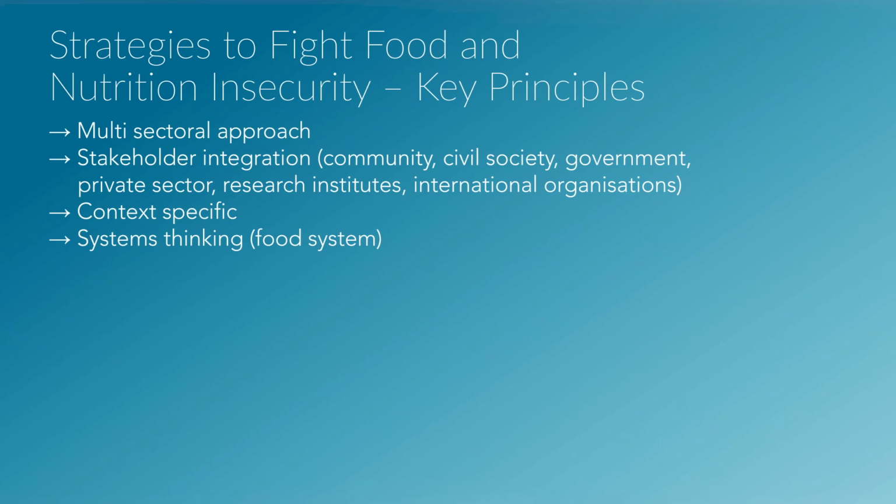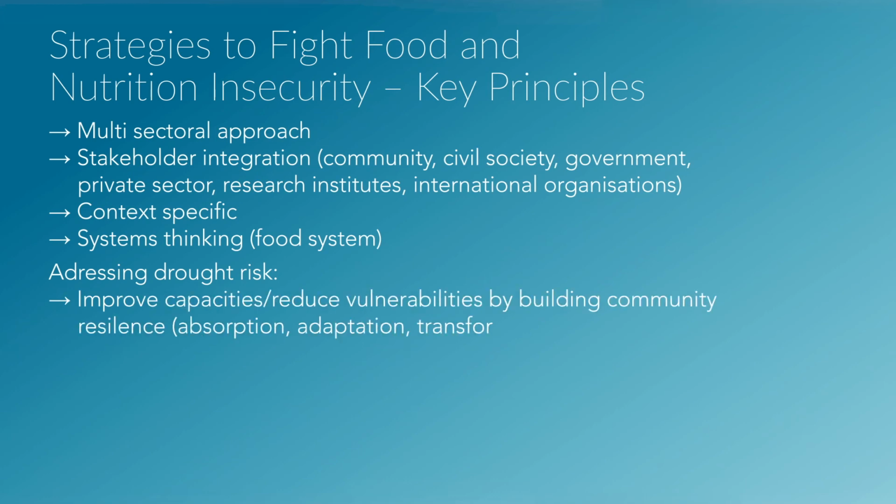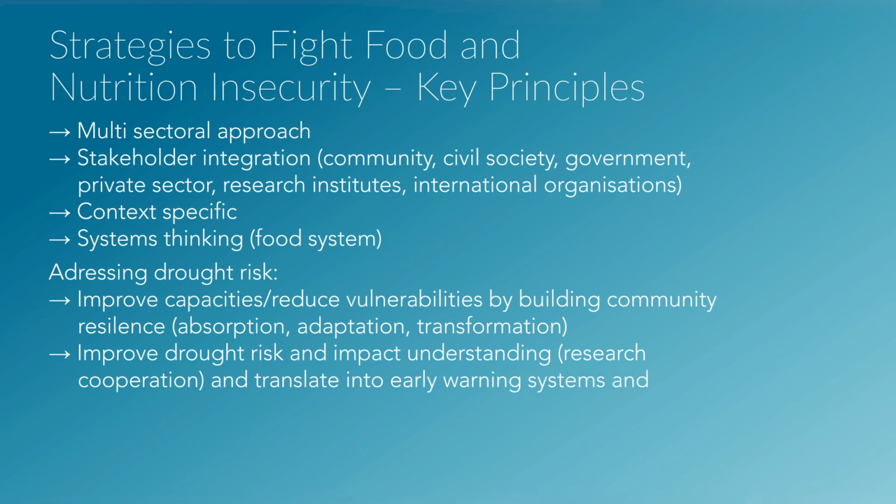Contributing to sustainable food systems is key in achieving food and nutrition security. Addressing drought risk is done through improving capacities or reducing vulnerabilities by building community resilience, that is, absorption, adaptation, and transformation capacities. Improving drought risk and impact understanding. Research cooperation is highly important, just as illustrated in our GlobeDrought project, and translates into early warning systems and drought responses.